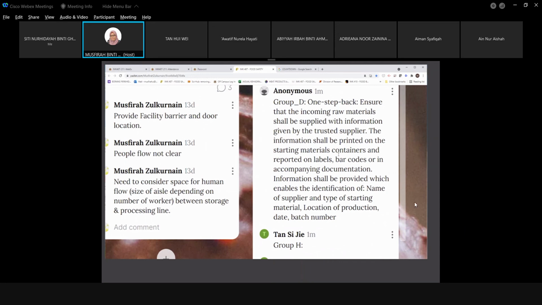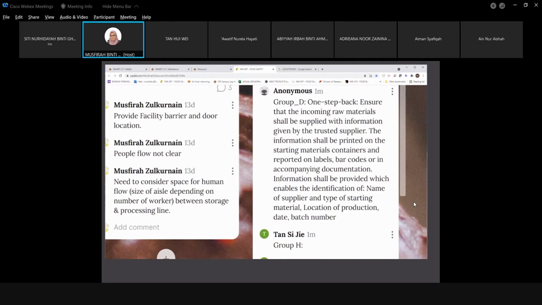The oyster. In this case, you must have the depurated oyster. Because the fresh oyster must first be depurated, especially since the legislation in other parts of the world requires depuration to be conducted before the oyster is eaten, right? Information shall be provided which enables the identification of name, location, date and batch number, okay?